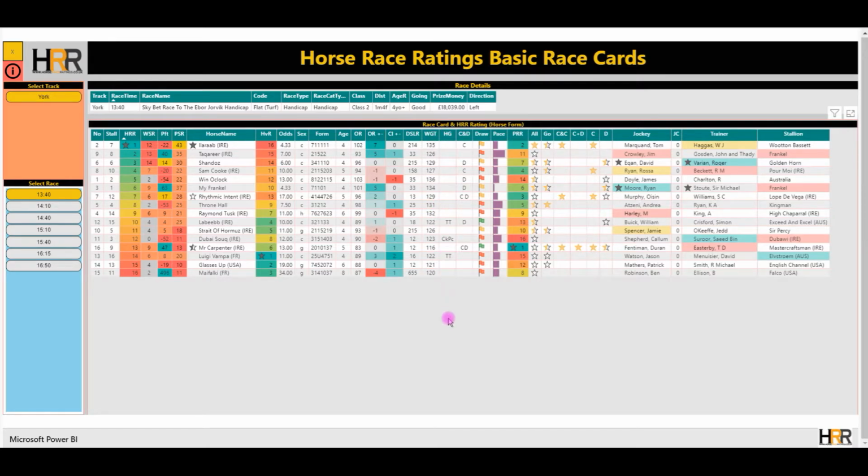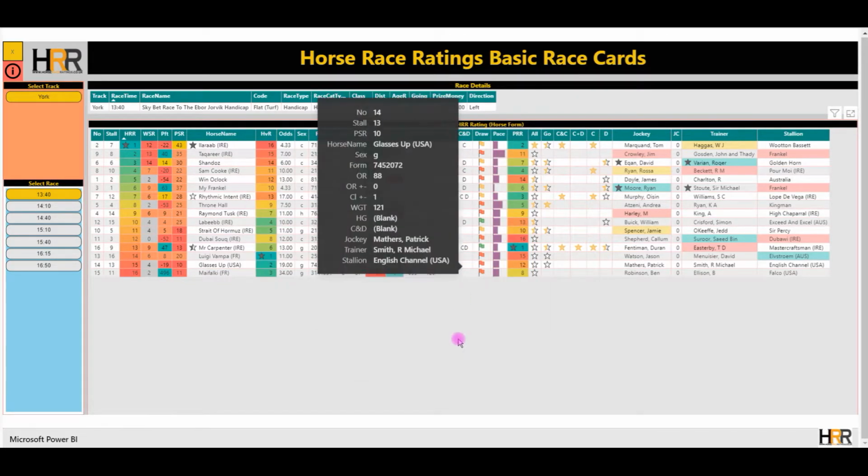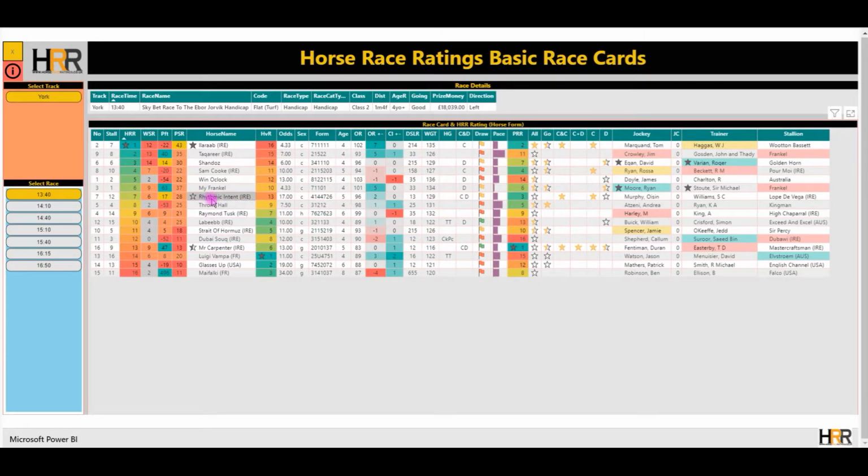This will be any headgear that the horse has been declared to run in. So tongue tie, cheek pieces, visor, cheek pieces. If it's a combination, that information will show there. And then we have the C&D form as well. So Ilarab has won at the course, but then you've got Rhythmic Intent, who has won at the course and also over the distance. There's a slight gap there. If you look at Mr Carpenter, he has won at the course and at the distance at the course. So that's what the C&D is.